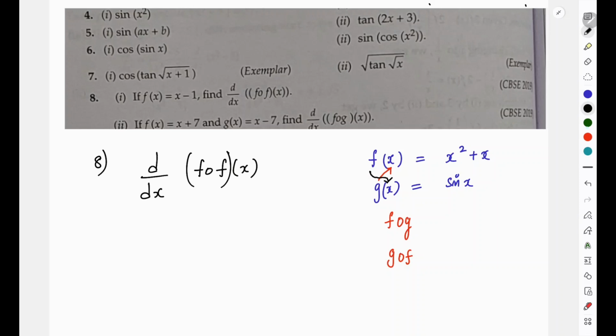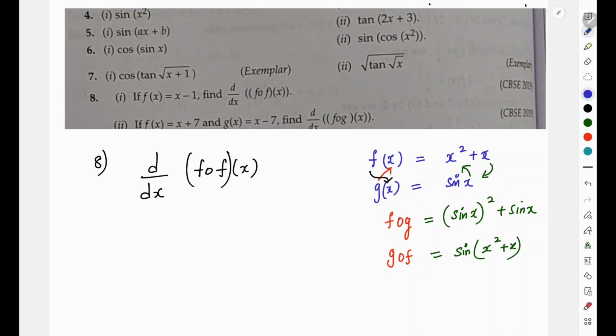Okay, so let's write both. Since this is f of g, the sin x would be the input for f of x. So wherever x is there, you have to replace it as sin x. So sin x the whole square plus sin x. So that would be the f of g. What is g of f? So this would be the input here. So sin, in place of x, replace x square plus x. That's it. Yes, both are not the same. They might be the same in certain cases, but here it's not the same.